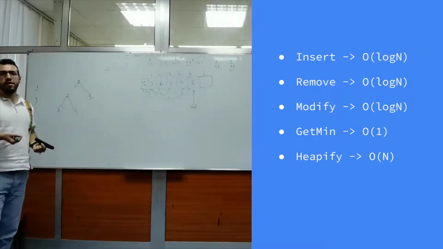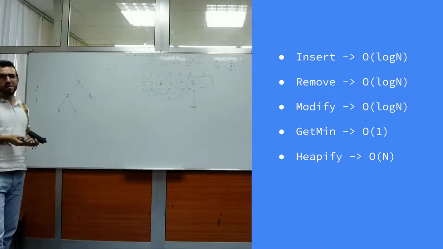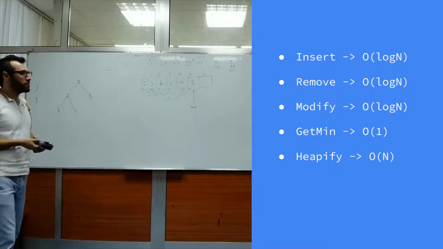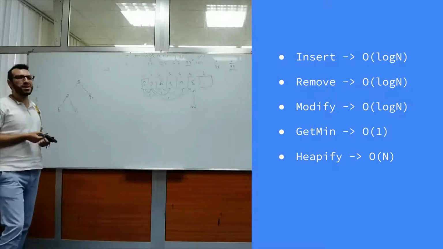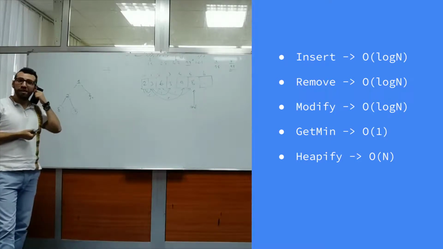And get min, since we have the min heap. How much time is it going to take? Oh, O(1), right? It's just waiting in the root. It's very easy. What if we have a max heap and we want to implement get min? How much time would it take? Oh, O(log n). Why?